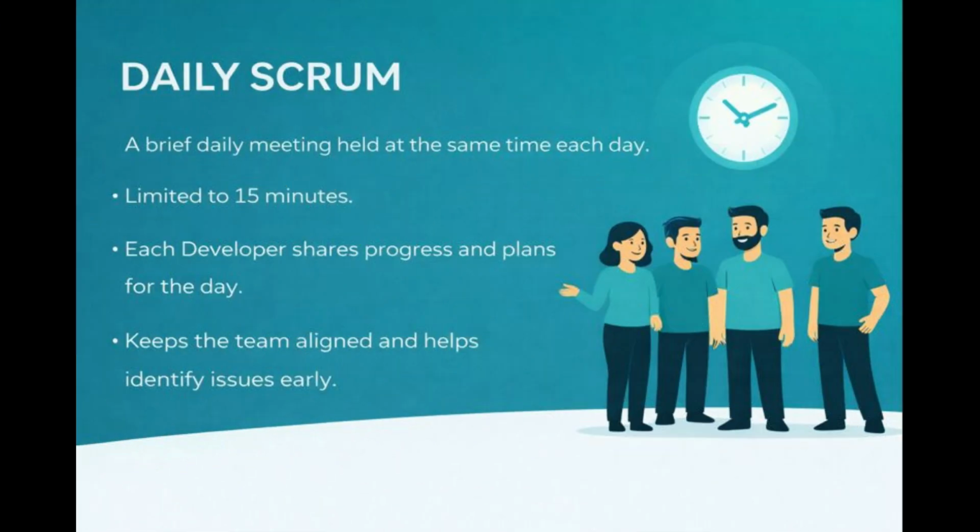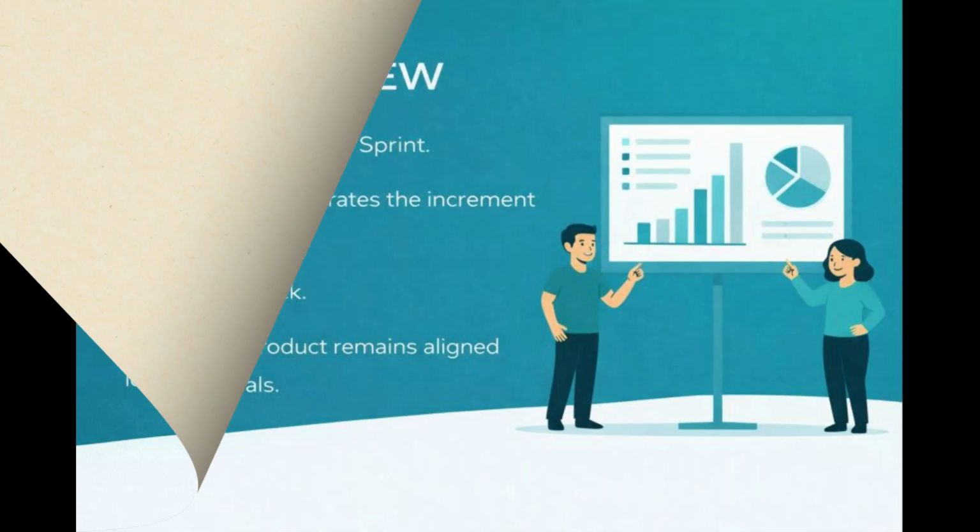Daily Scrum. The daily Scrum is a short, time-boxed meeting held every day. The team synchronizes work, identifies obstacles, and plans the next 24 hours. It's limited to 15 minutes and focused on keeping everyone aligned.